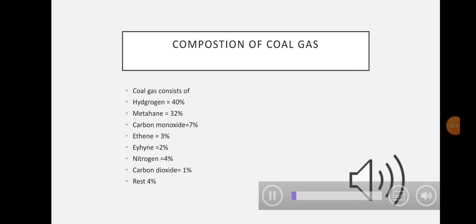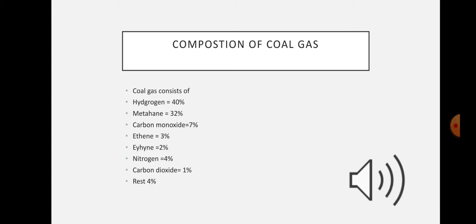Next is composition of fuel gases. In that, the composition of coal gas. Coal gas consists of hydrogen 40%, methane 32%, carbon monoxide 7%, ethene 3%, ethane 2%, nitrogen 4%, and carbon dioxide 1%, and the rest is 4%. So this is the composition of the coal gas.